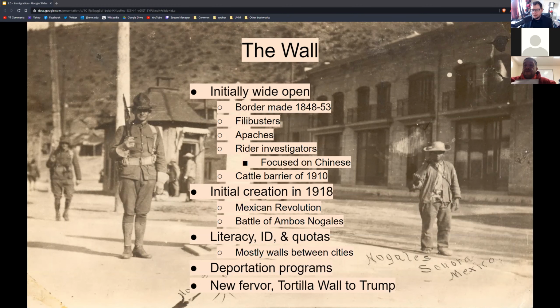And we can see that it has this long history, that it's not just about illegal immigration. It has to do with raiding back and forth across the border, people actually having battles and whatnot. That legacy is built into the wall itself.